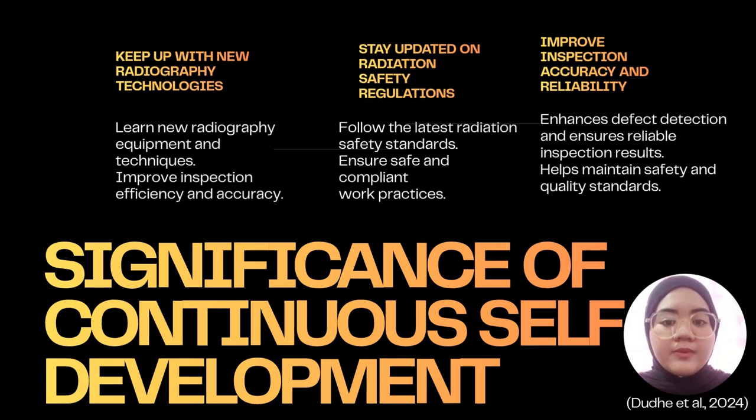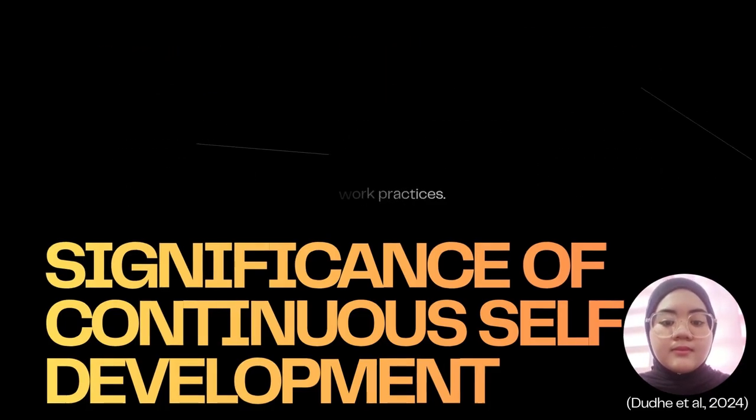These standards are dynamic, and continuous training is the only way to ensure that we remain in full compliance with the latest safety procedures to protect ourselves and the public. Third, and perhaps the most critical, is the improvement of inspection accuracy and reliability. By refining our technical knowledge, we become better at identifying subtle defects. This directly reduces the risk of missed failures, ensuring the highest quality of the industrial structures that we inspect.